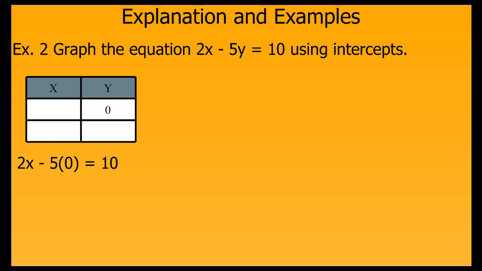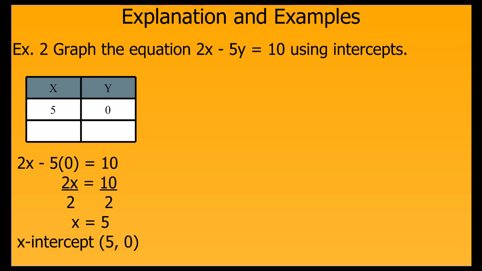We'll do the same thing. First, to find the x-intercept, we'll substitute 0 in for y. We then solve for x, which gives us x equals 5. So our ordered pair, which is a solution to this equation, is (5, 0), and that's our x-intercept.